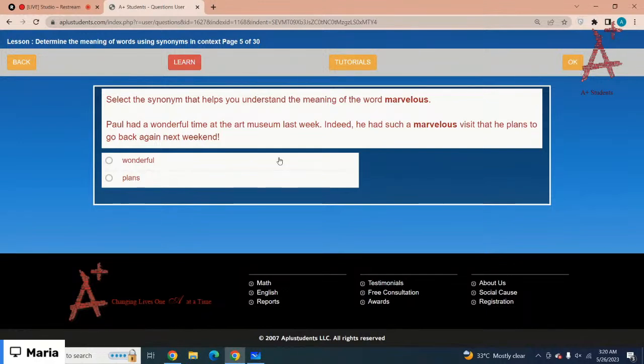Paul had a wonderful time at the art museum last week. Indeed, he had such a marvelous visit that he plans to go back again next weekend. So, what does the word marvelous mean? Yes, the word marvelous means wonderful. The correct option is wonderful.